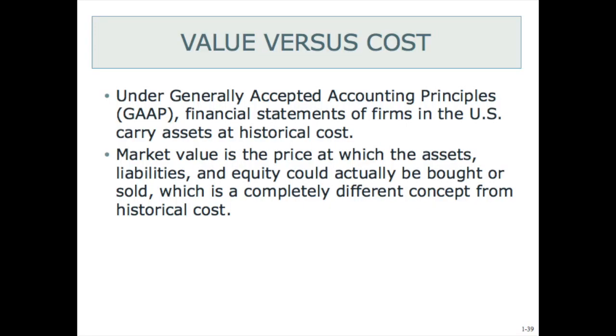The last one is value versus cost. Under GAAP, financial statements are carried at their historical cost. The market value is the price at which assets and liabilities and equity could actually be bought or sold, and that is completely different from the historical costs. So we all know that if you've got a home, you know that there's a value on your property taxes, your assessed value of your home. Well, you would never sell your home for your assessed value. Your home's almost always worth way more than your assessed value.